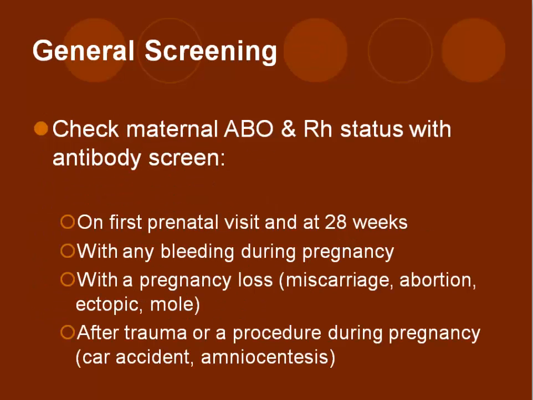To establish a baseline in unsensitized women, and to detect any woman who is already sensitized to the D antigen, the standard is to check the maternal ABO and Rh status with an antibody screen on the first prenatal visit. If a woman presents with bleeding at any time during pregnancy or has a pregnancy loss, the blood type, Rh status, and antibody screen are also ordered at that time.